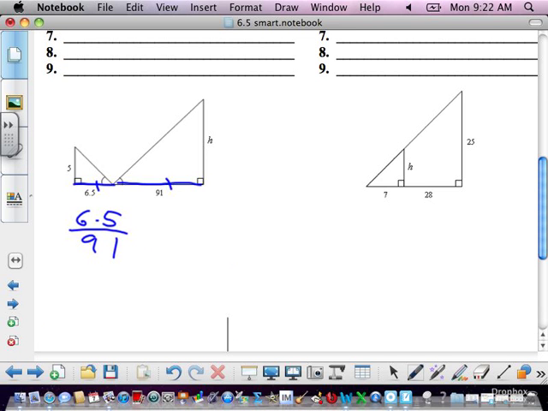And then 5 over 8. Corresponding sides over corresponding sides. And then we'll cross multiply. So we get 6.5 H equals 455. Divided by 6.5, H equals 70.